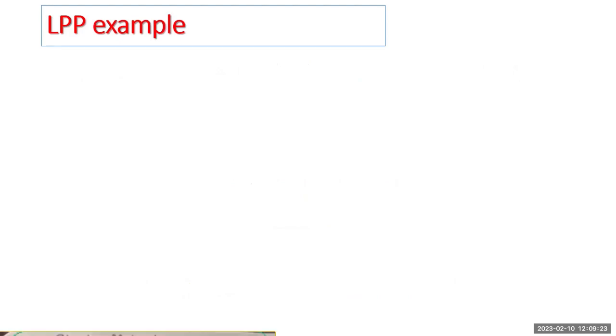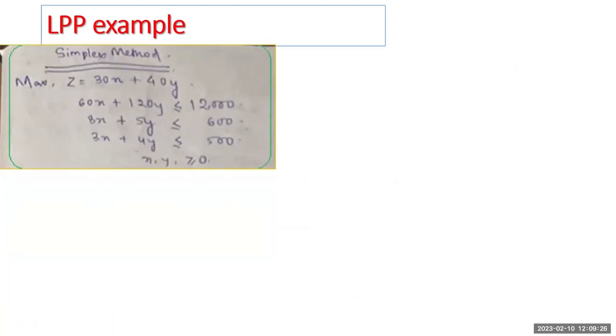So this is the LPP. We want to maximize the objective function z equal to 30x plus 40y, subject to the conditions 60x plus 120y less than or equal to 12,000, 8x plus 5y less than or equal to 600, 3x plus 4y less than or equal to 500.